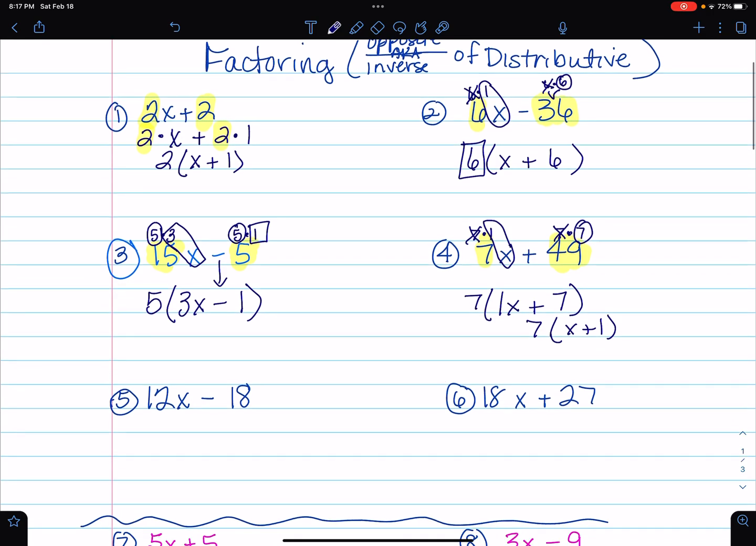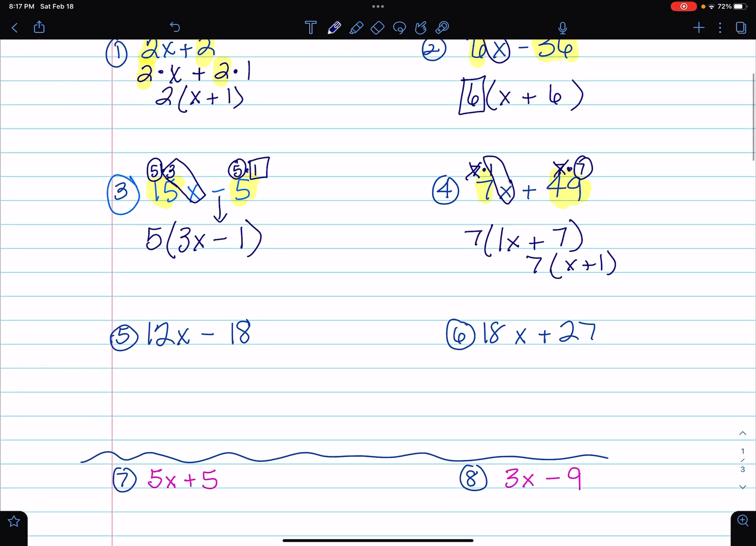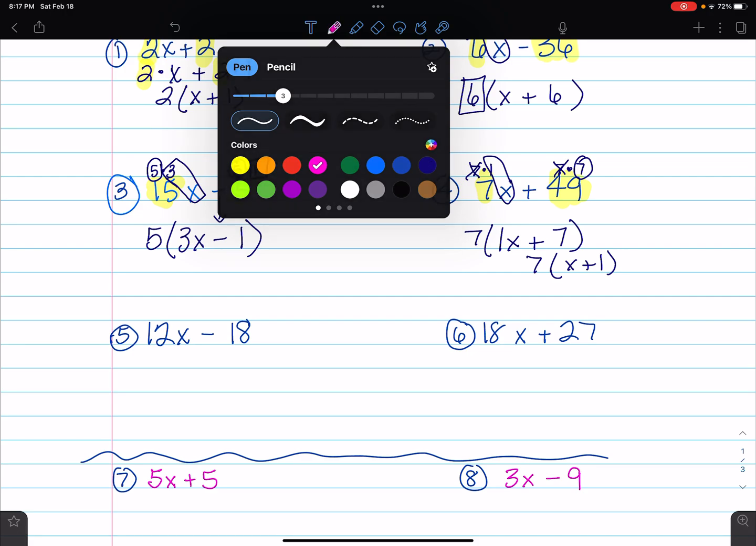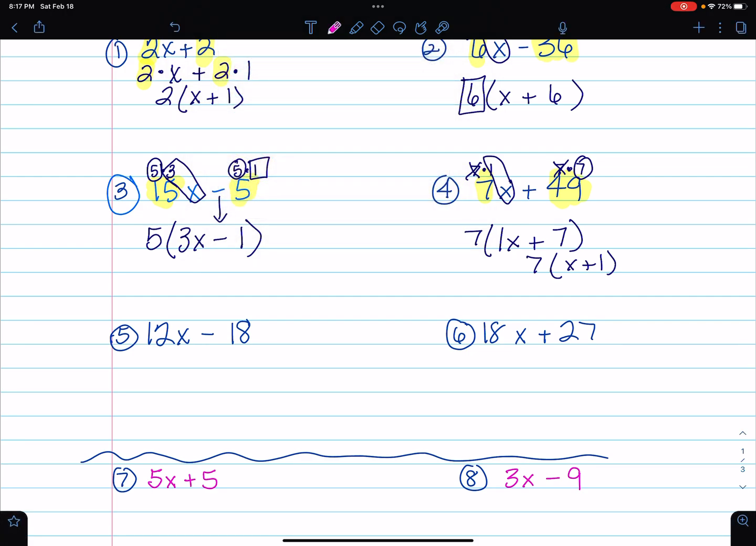All right, looking at number 5, that one might be a little bit more difficult to recognize. So I start listing the ways that I can create it. 2 times 6, 3 times 4, and 1 times 12 is pointless. So let's look at this one. 2 times 9. So they both have a 2, but can we get bigger? 3 times 6. Okay, so when I start looking at those, they have a 2 in common.